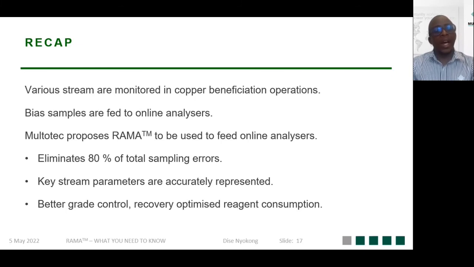And just to recap, previously I mentioned in the previous slide that there are various streams that are analyzed in a copper beneficiation process. And normally what is used is process control samples that are being fed to analyzers that are biased. And thus, Multotec has proposed a RAMA system that eliminates 80% of errors, whereby key stream parameters are accurately presented, therefore ensuring better grade control and optimized recovery on reagents.